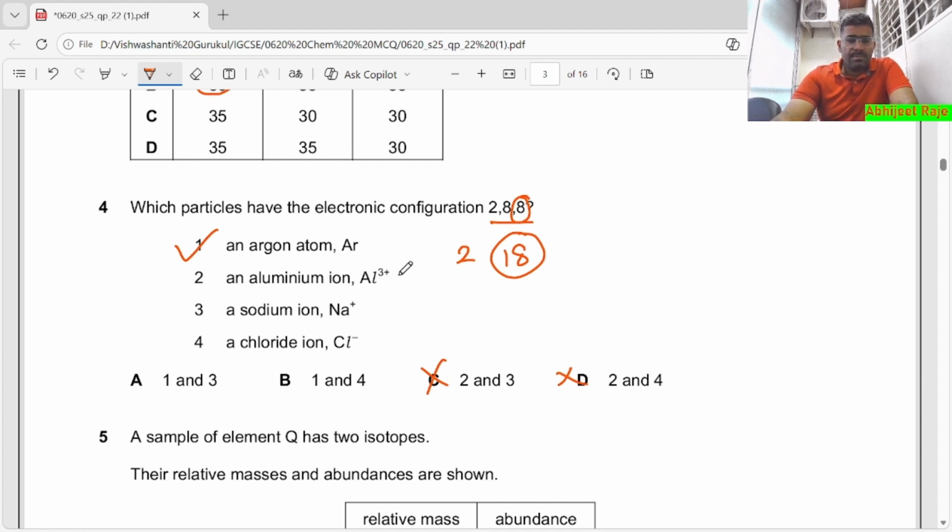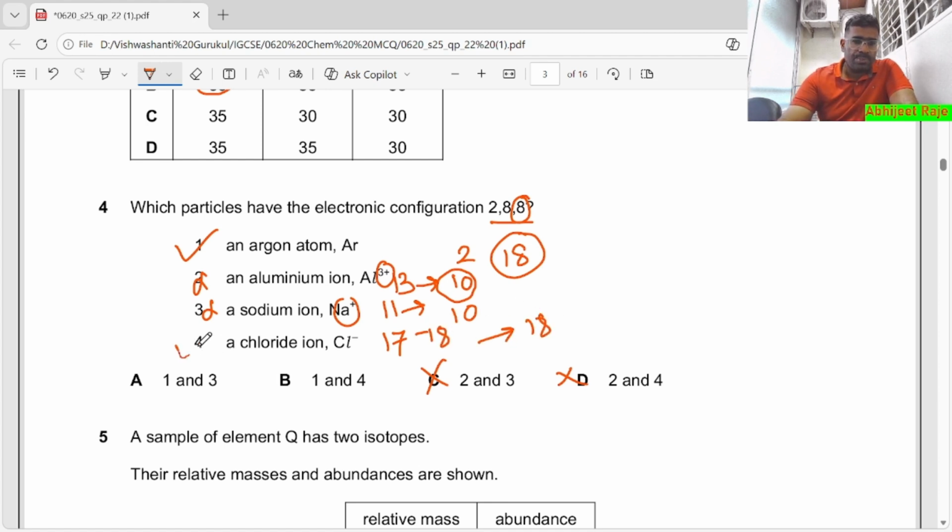Then the aluminum ion: atomic number is 13, so it's a plus 3, so electrons are lost, so electrons are 10, right? Then sodium: atomic number is 11, so it is a plus 1, so electrons are 10, so 2 is gone, 3 is gone. Chloride ion: atomic number is 17, so it has an extra electron, so it is 18, right? So this is also similar to argon. So options 1 and 4, you can see options 1 and 4, so option B is correct.